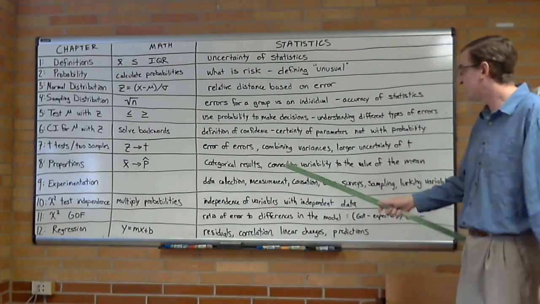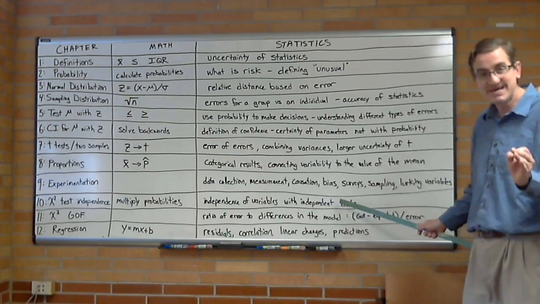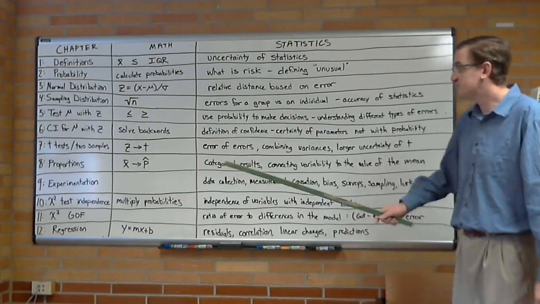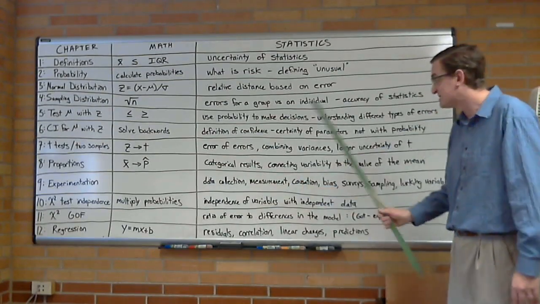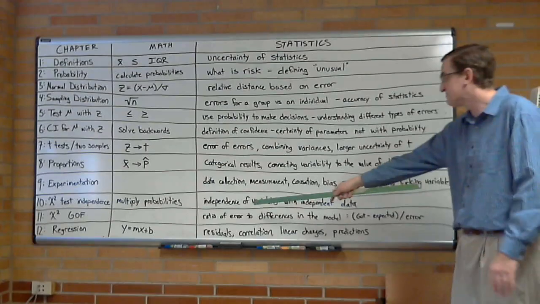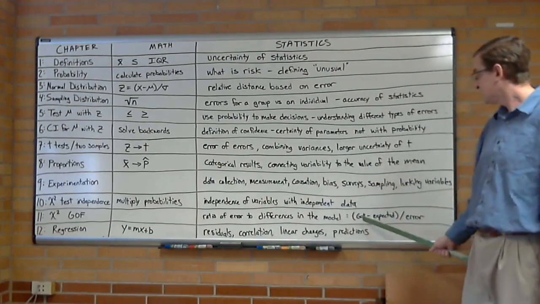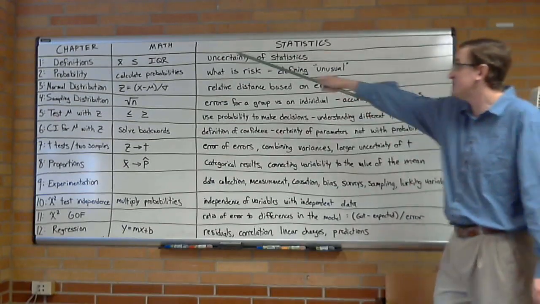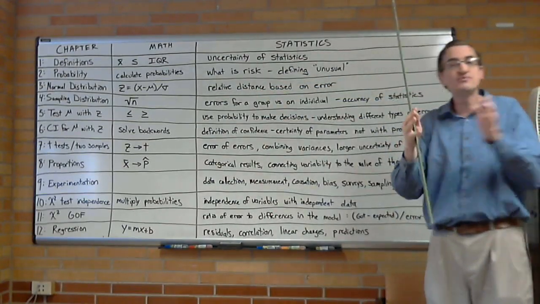That's a math trick. But understanding that independent data is different than talking about independent variables. And for the chi-square goodness of fit, it's the exact same math. But then we emphasize that we're talking about a ratio from errors to differences. This, what you got minus what you expected divided by the error, that's the same equation as this guy up here. It's a generalization of it.